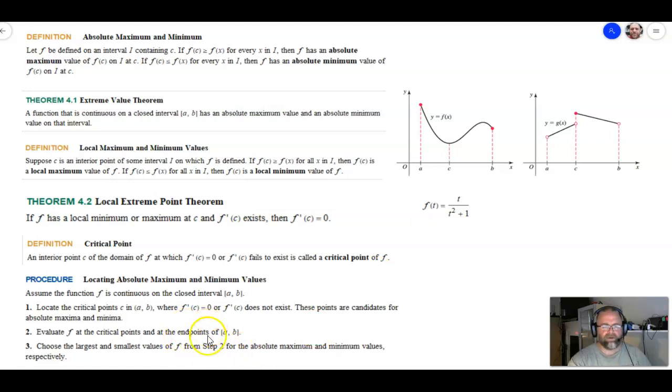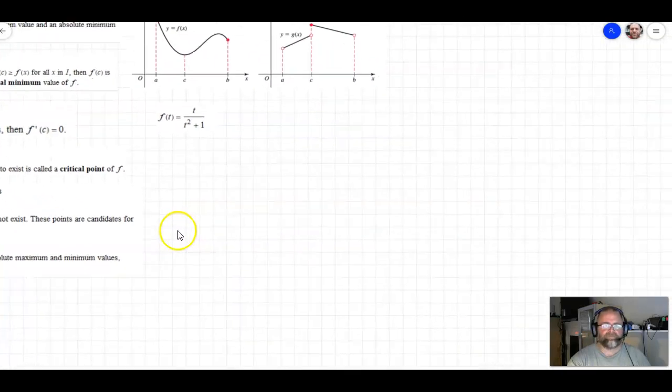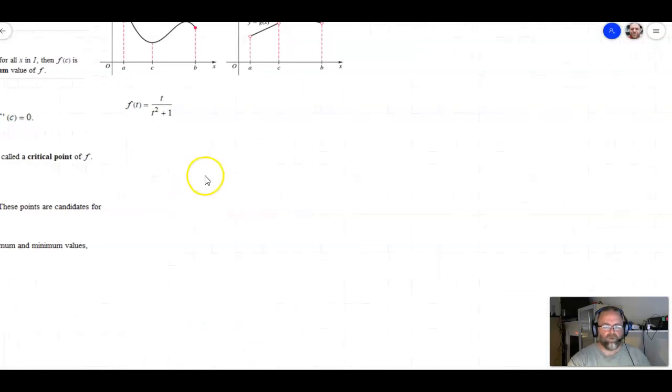Alright, so remember the critical points are interior points of the domain of f at which the derivative is either equal to 0 or it fails to exist. So the first thing we need to do is find the derivative of this function, and to do that I'm going to go ahead and use the quotient rule.